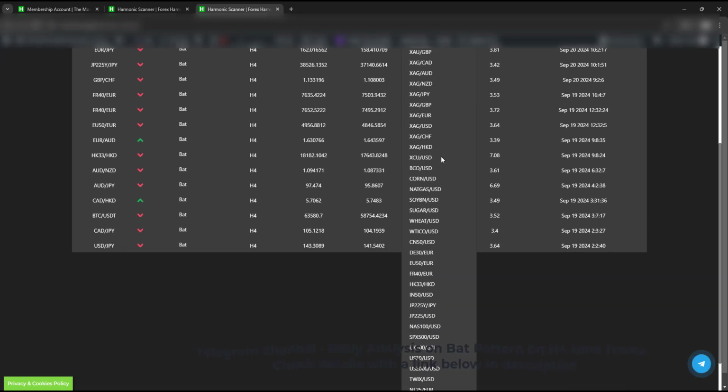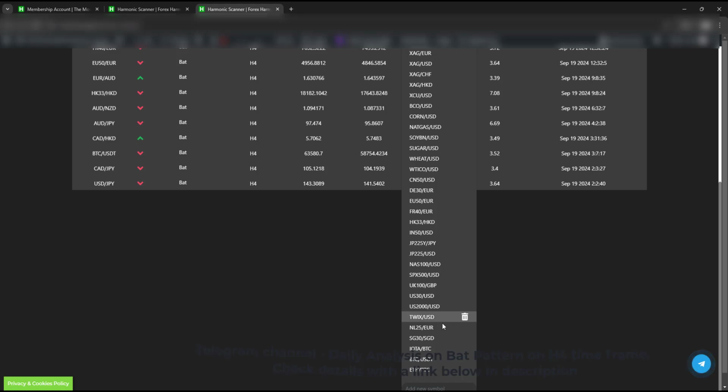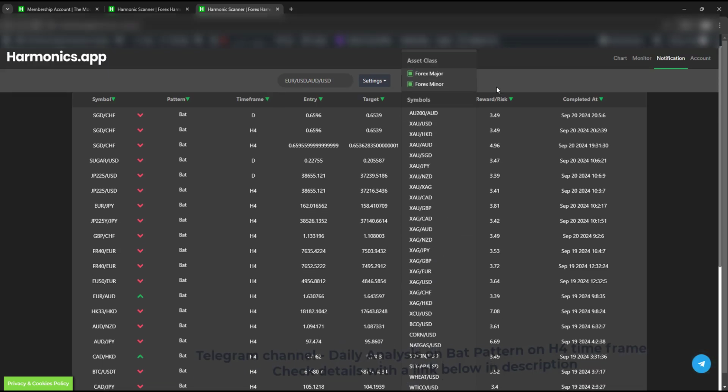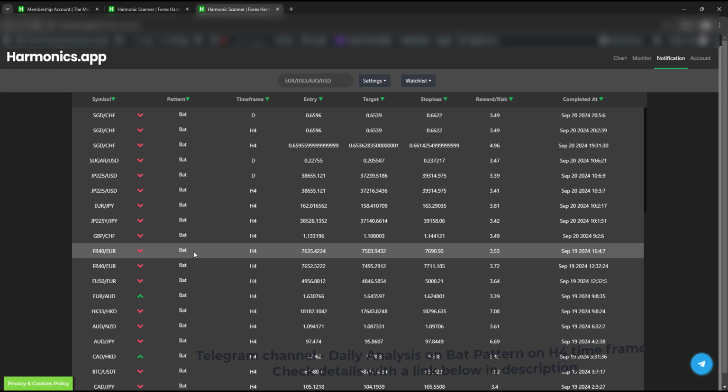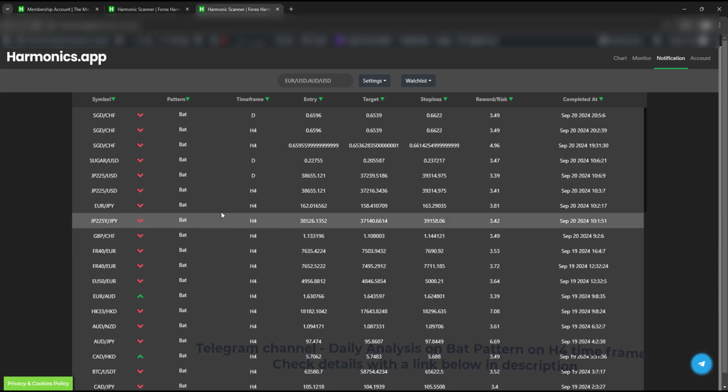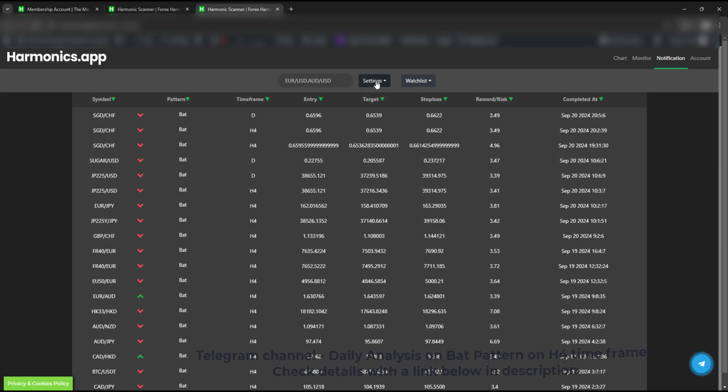So I have populated all of these symbols, and if you would like to add a new one, go down here to the last row and then click here which one you would like. You can see that you can also use crypto symbols if you would like to follow them. So when you have selected these settings, this table will populate as the scanner finds the pattern on the settings that you have selected.